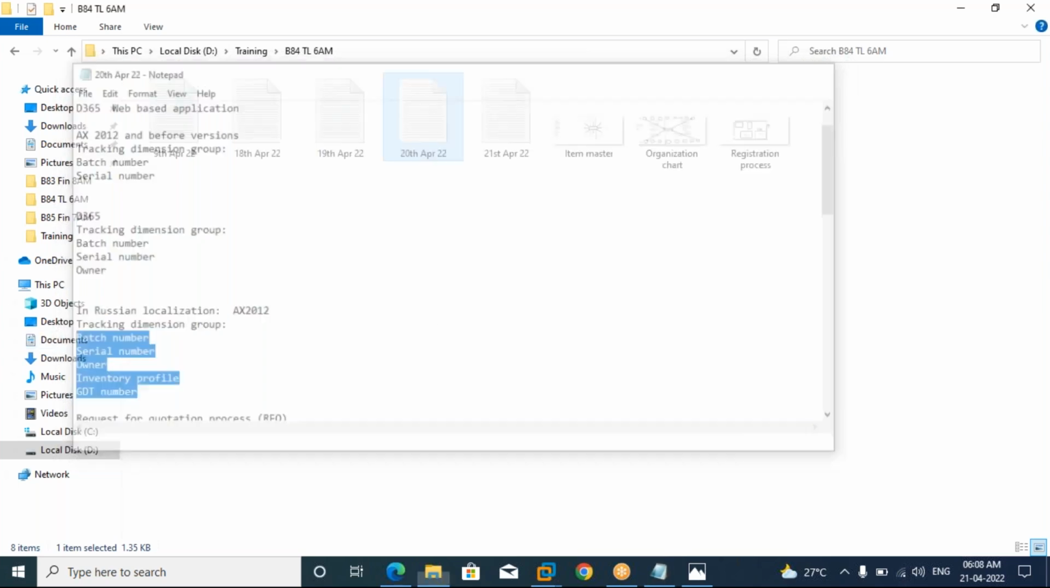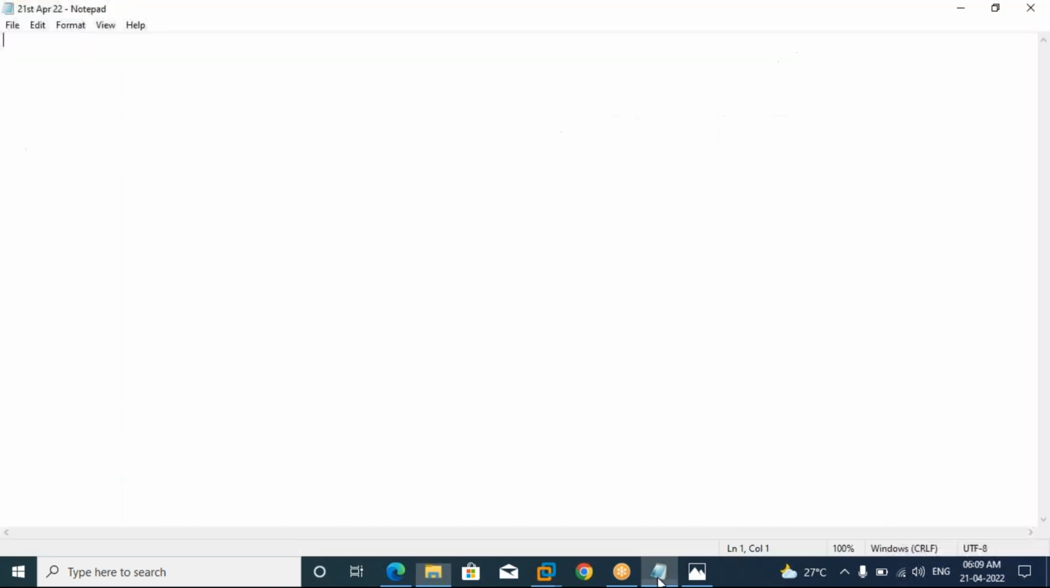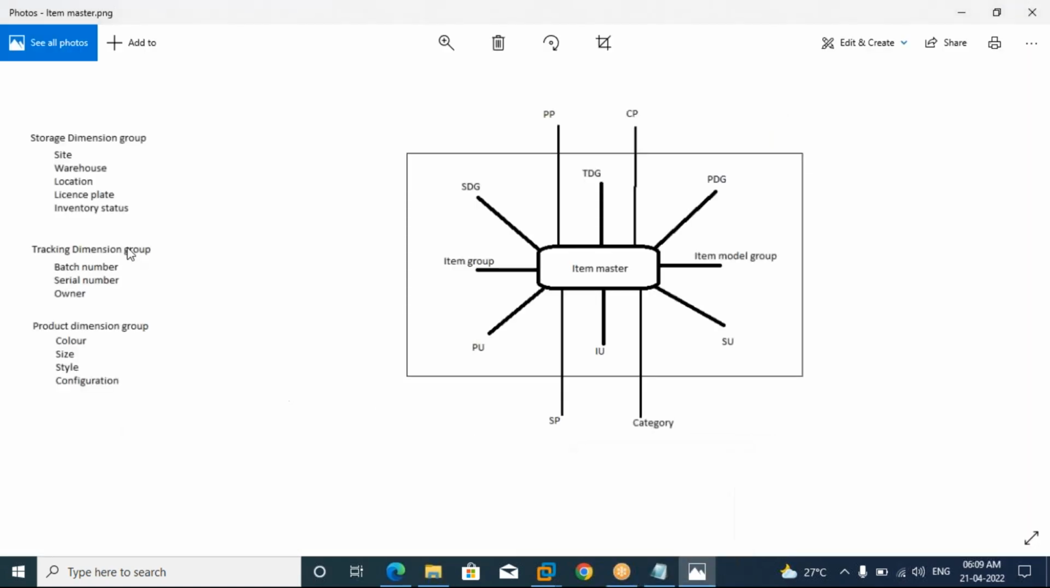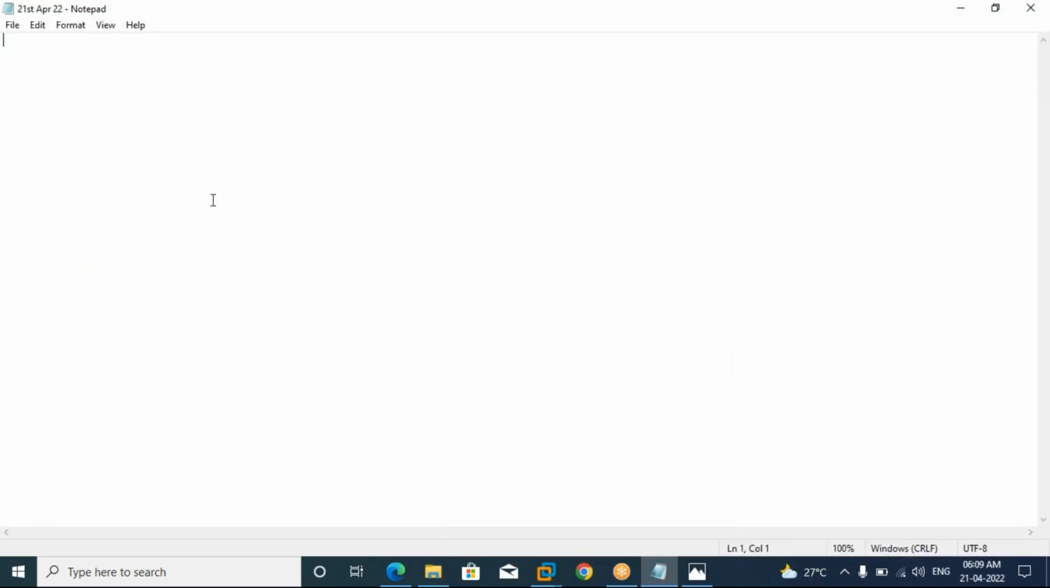Okay, fine. And next, we understood the differences between different versions of the tracking dimension group. Now the product dimension group. The product dimension group is color, size, style, and configuration.